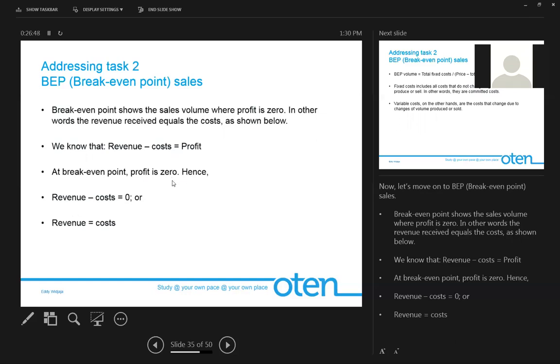Now at break-even point, profit is zero. This is the position when the revenue that we receive is enough to absorb all costs. Or in other words, revenue take away cost is equal to zero, or revenue equals all costs that we spend. So that's what we mean by break-even point sales.